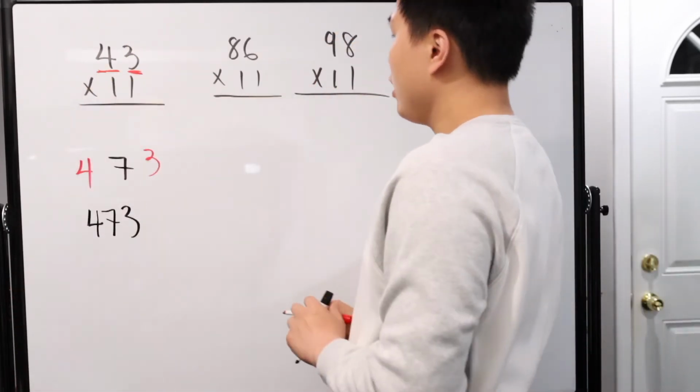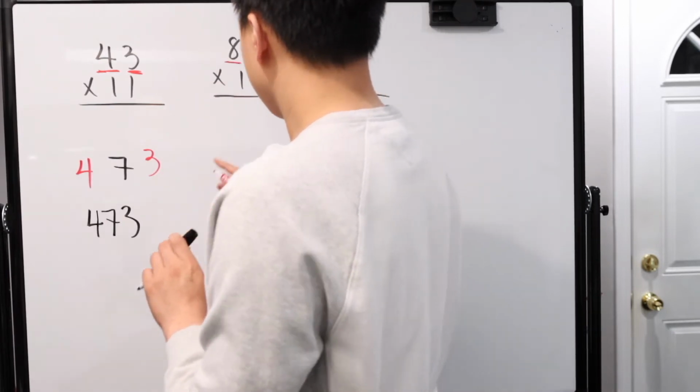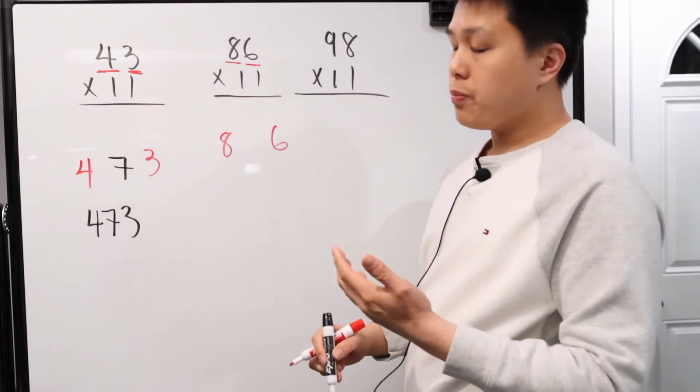Now, this one, let's do it again. We're looking at these two digits. We're going to separate them first, which is going to give us 8 and 6. Now, when we add them together, though, it's a little different.